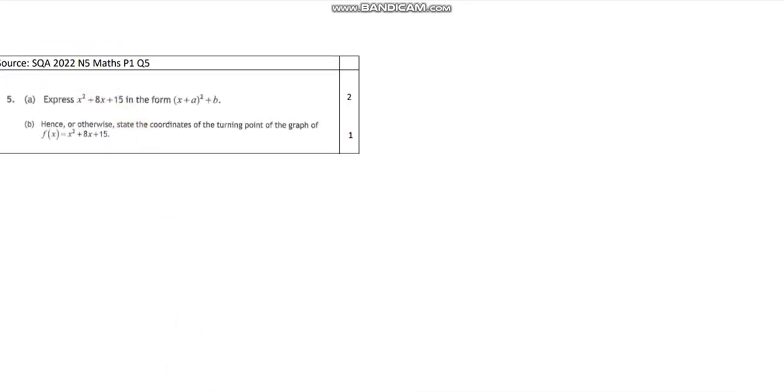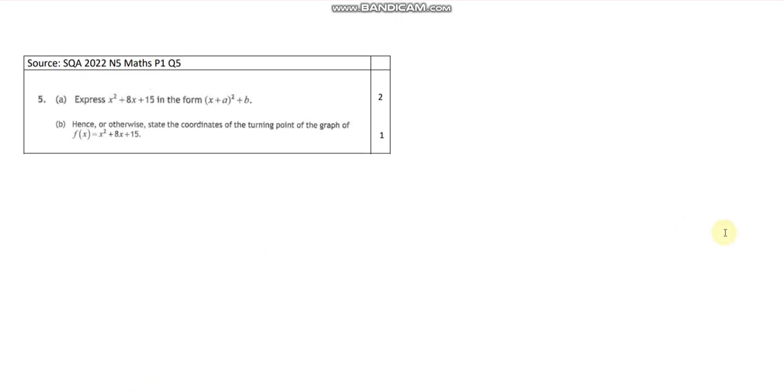We'll zoom in. Here we go. And this is the classic question, the quintessential quadratic question that you will be asked. Express this quadratic in this form.